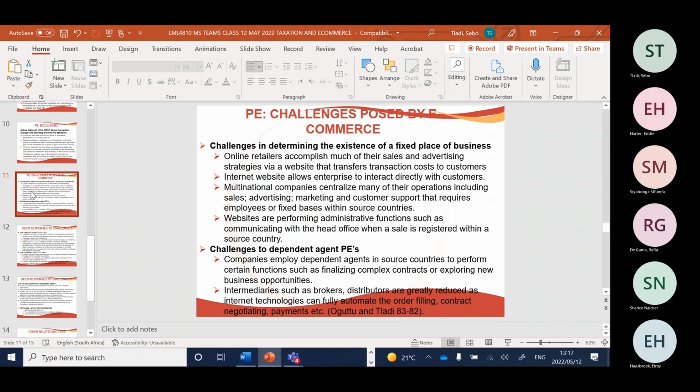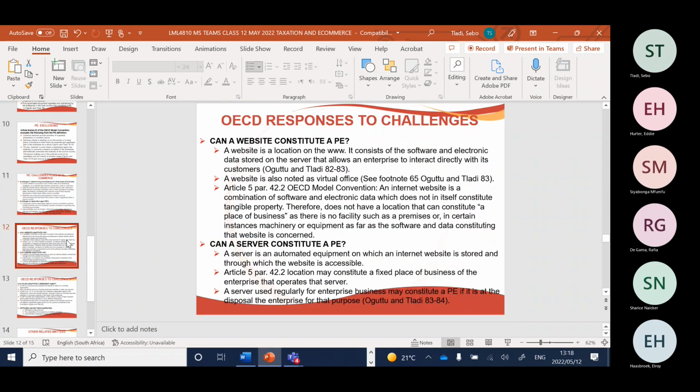Then we look at the challenges to a dependent agent. Here we look at companies which usually employ dependent agents in source countries to perform certain functions such as finalizing complex contracts or exploring new business opportunities. And then the role of intermediaries such as brokers and distributors is also greatly reduced, as internet technologies can fully automate the order billing, filling, contract negotiations and payment. So cut the middleman. Again, the responses then, therefore, of the OECD to all these challenges that were highlighted above is that you have issues.